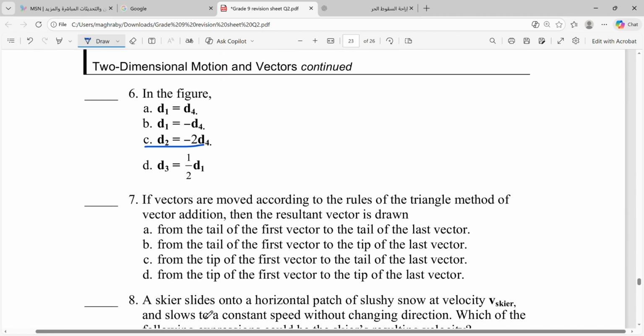If vectors are moved according to the rules of the triangle method of vector addition, then the resultant, okay, so these are vectors. To get the resultant, we set the tail of the first vector to the head of the second vector. This is the tail and this is the head. So the resultant goes from the tail of the first vector to the head of the last vector.